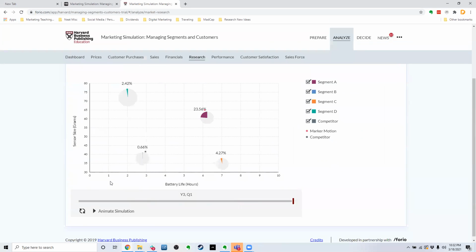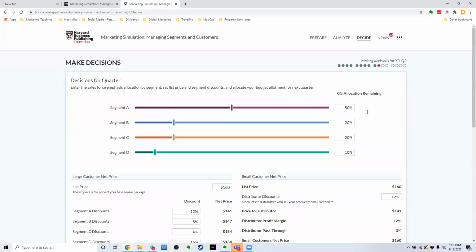Based on where we've been spending on features, you can see our dot has definitely moved towards segment A. We've captured a little bit more market in segment A, but honestly, not as well as we could have done if we were making better decisions. And that's how the simulation will run.